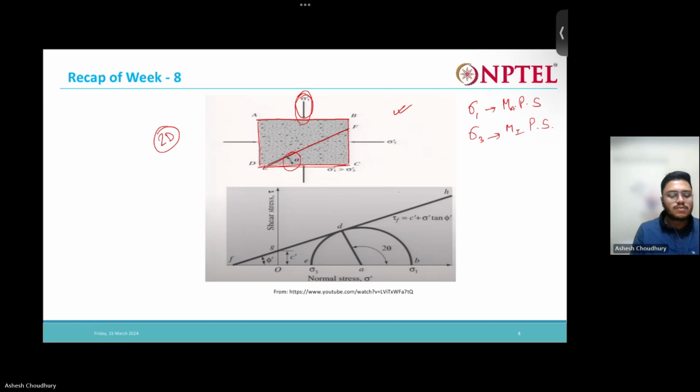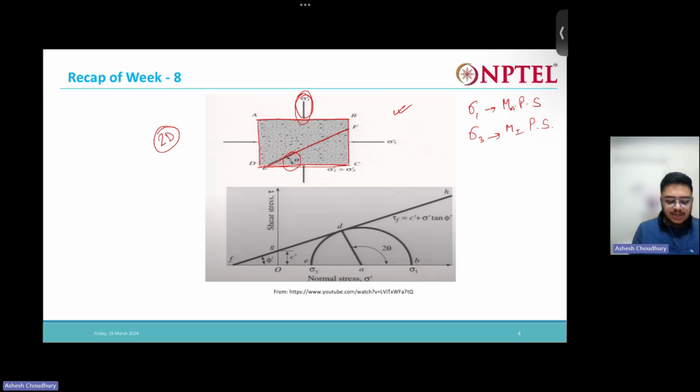All right. So now how can we represent this in terms of Mohr circle? How can we represent this in terms of Mohr circle? So in the Mohr circle, any angle in physical form, if it is theta, then in the Mohr circle we have to represent it as 2 theta.